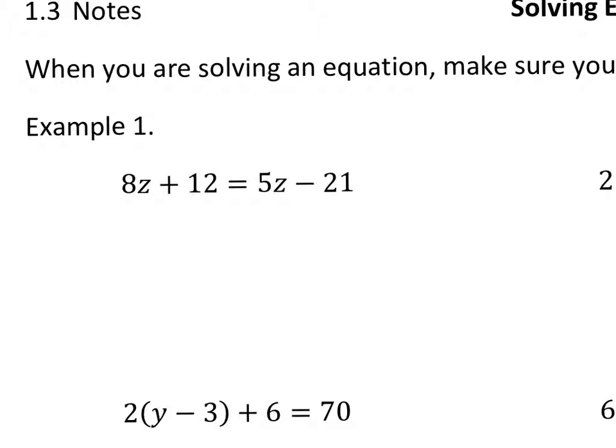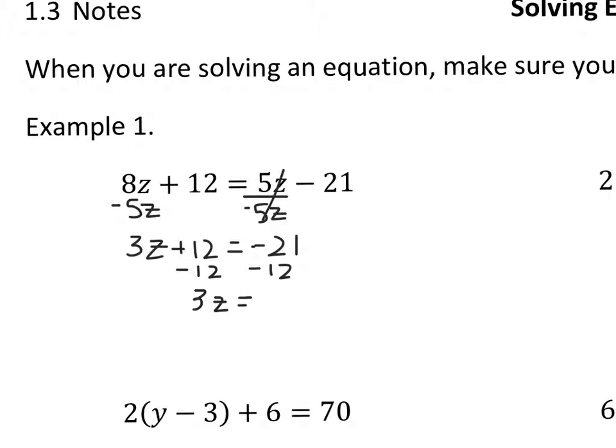So you want to get your z's on the same side and your constants on the other side. So I want to get rid of the positive 5z, so I'm going to subtract 5z. What I do to one side, I have to do to the other side. So I'm going to have 3z plus 12 equals negative 21. I'm still trying to get z by itself, so I'm going to subtract 12 first. So I have 3z equals negative 33, and then I divide, because this is multiplication, to get z by itself. So z equals negative 11.